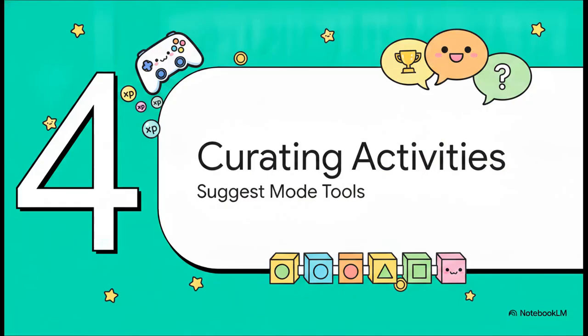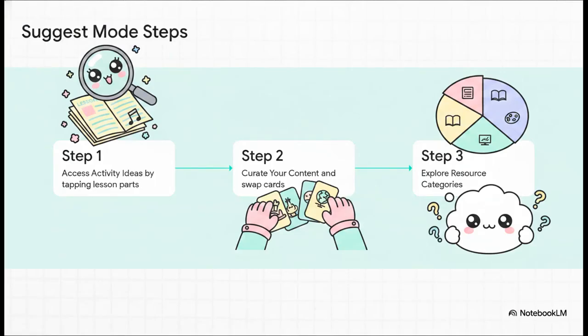Now for the really fun stuff. Section 4. Curating gamified activities. Suggest mode tools. Curating these gamified activities is a total breeze, and it works in 3 simple, kind of magical steps. Step 1, you just tap on different parts of your lesson and it instantly expands activity ideas pulled directly from your toolkit. Step 2, you curate your content, sorting through those awesome suggestions. And Step 3, you explore specific resource categories to really flesh out the finer details of the lesson.